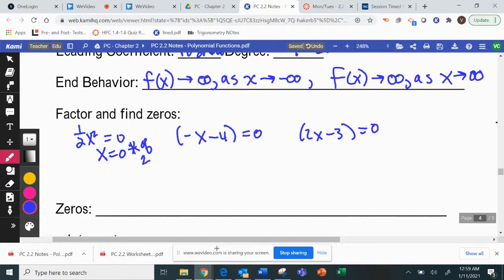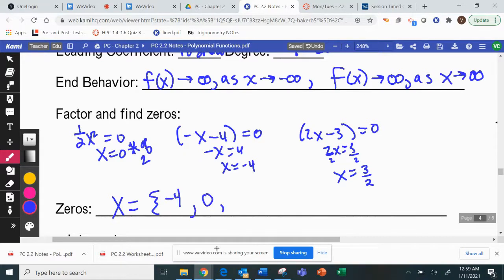Here I'm going to add the 4. So I get negative x equals 4. So x is negative 4. And then for this one, we're going to add the 3. Divide by 2. x equals 3 over 2. We're going to write our answers as x equals in brackets, and we're going to go from least to greatest: negative 4, 0, 3 over 2.